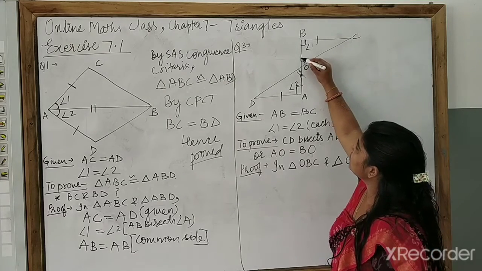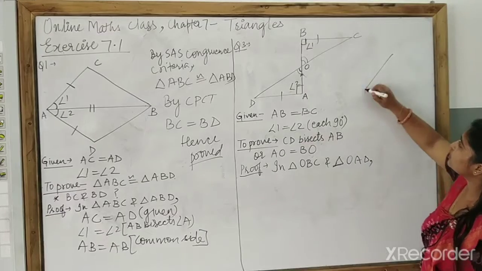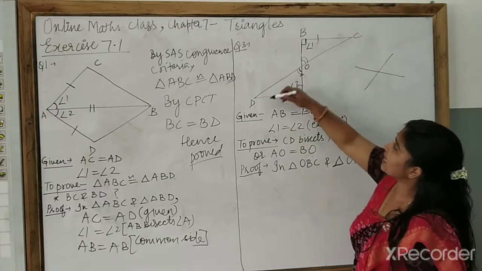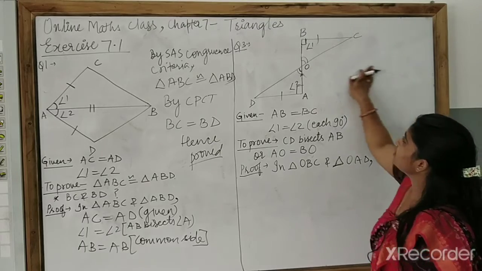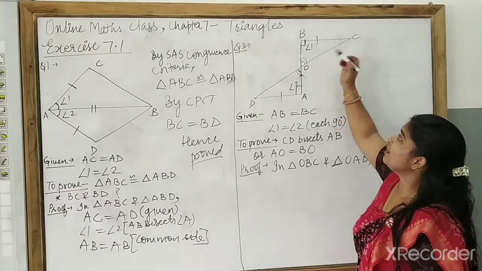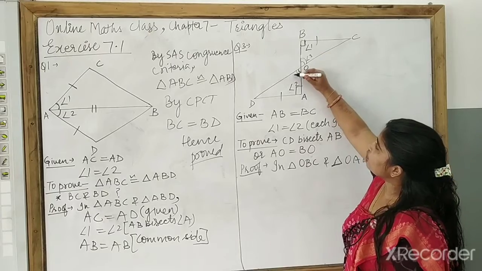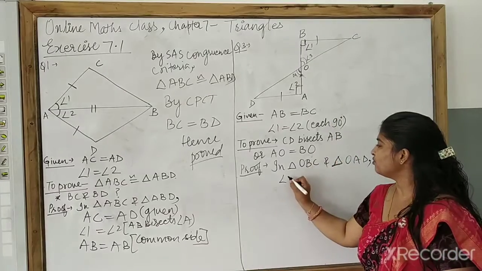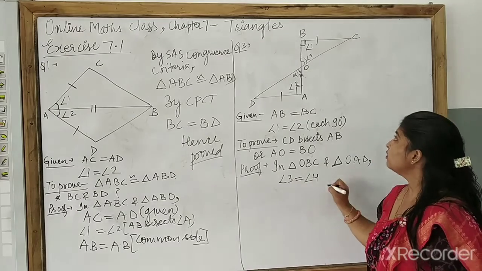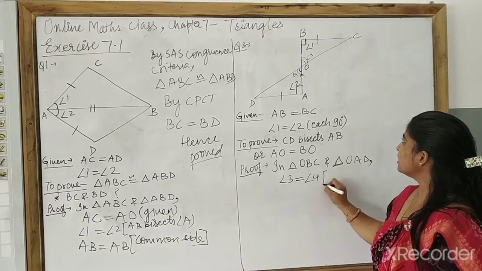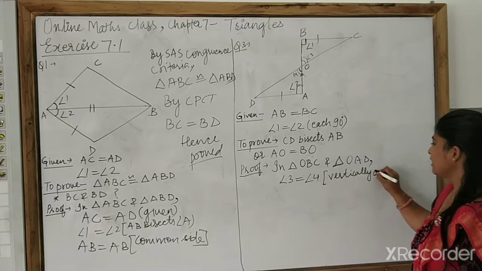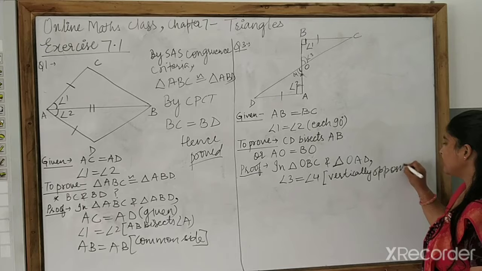We can see it clearly because we know that when two lines intersect, vertically opposite angles are formed. Can you see this line and this line both are intersecting? That means the vertically opposite angles are made. So angle 3 is equal to angle 4. The reason is they are vertically opposite angles.